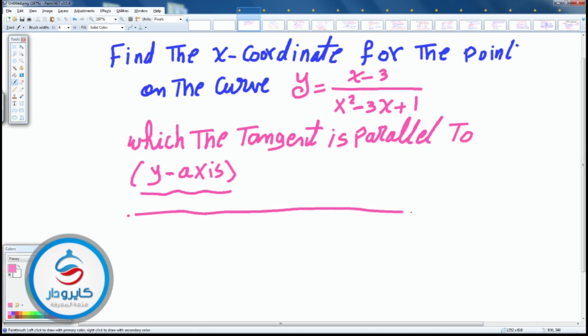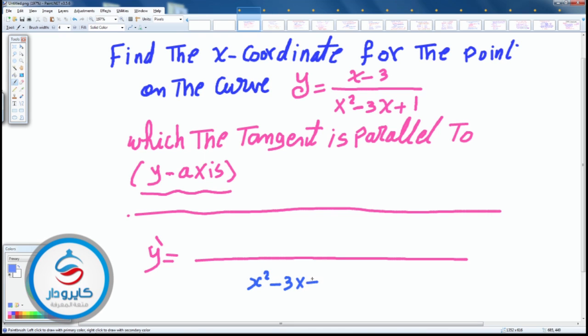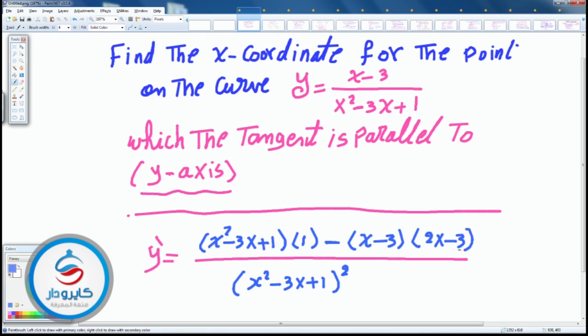Okay, let's move to the solution. If we are going to find y dash, it equals the denominator squared, (x squared minus 3x plus 1) all to the power of 2, denominator x squared minus 3x plus 1 times the derivative of the numerator, which is 1, minus x minus 3, times 2x minus 3.